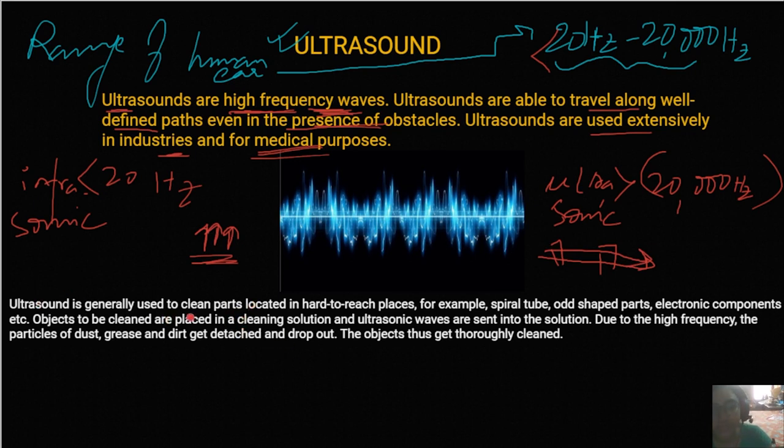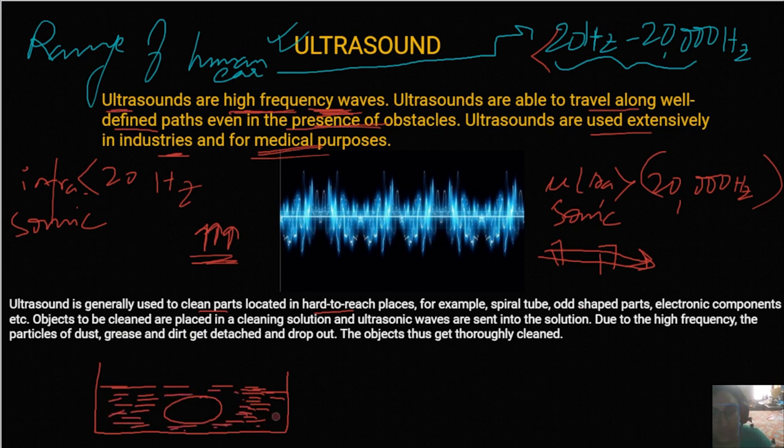So they are usually used to clean parts located in hard to reach places, such as spiral tubes, odd shaped parts, electrical components. So what exactly happens here is that you take a container, you place that object, okay, and mind you, you have to place it in a solution. So why in a solution or why in a liquid? Because I told you that sound waves travel very, very fast in liquids as compared to in gases, right? In gases the molecules are sparsely placed, but in fluids they are comparatively closer to each other.